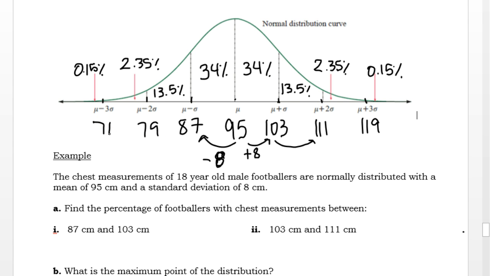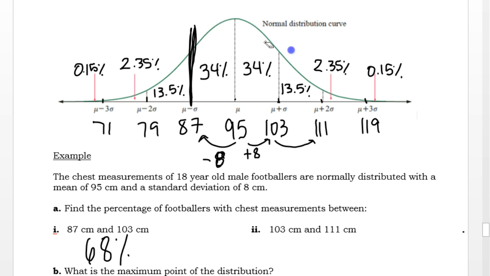Once the scale is set up, I can go ahead and answer the questions it asks me. Find the percentage of players between 87 centimeters and 103 centimeters. So 87 centimeters falls here, and 103 centimeters falls here. The percentage between those two marks would be 68%. 34 plus 34 gives me 68.